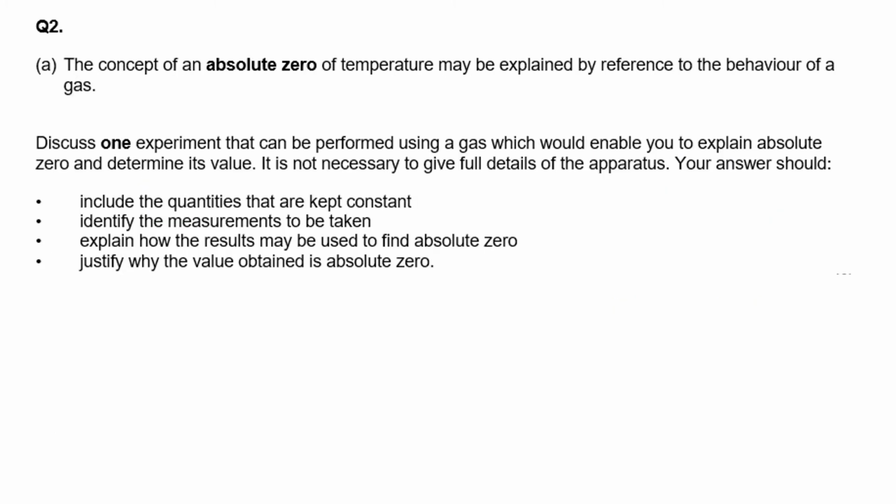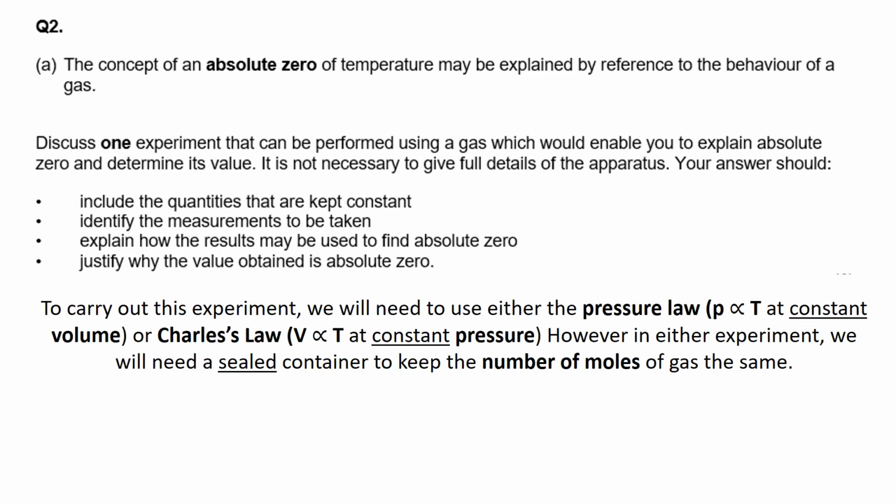The next question we're looking at is how we can figure out what absolute zero is. What experiment can we do to actually show that absolute zero is minus 273 degrees centigrade, which we now call 0 Kelvin, of course? So there are two possible ways of doing this. We could keep volume constant and plot a graph of temperature against pressure, or we could keep pressure constant and plot a graph of volume against temperature. But either way, we would need a sealed container so we have a fixed number of moles of gas there. So those are our two options.